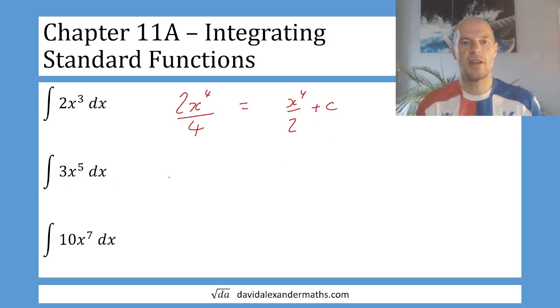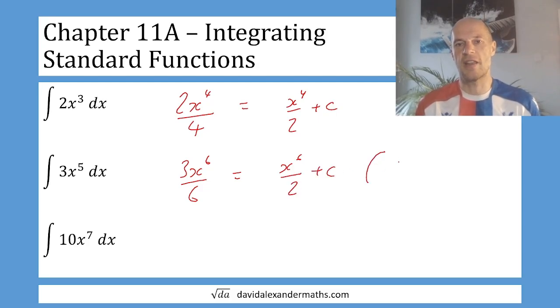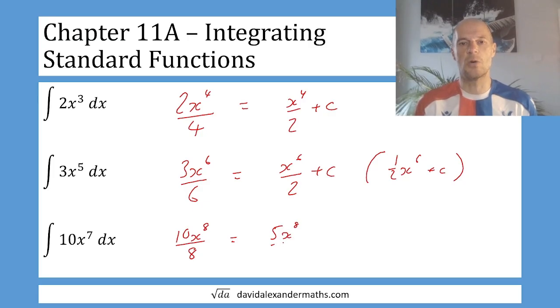3x to the power of 5, if we're integrating that with respect to x, then that's going to be 3x to the power of, increase the power by 1, 6, divided by 6, and again 3 divided by 6 is 1 over 2. So again we can write that as x to the power of 6 over 2 plus c, or we could also write that as 1/2 x to the power of 6 plus c. That's also exactly the same thing. 10x to the power of 7, if we're integrating that with respect to x, then 10x to the 7 becomes 10x to the 8, and divide through by 8. And again we can tidy that up. That can become 5x to the power of 8 all over 4 plus c.